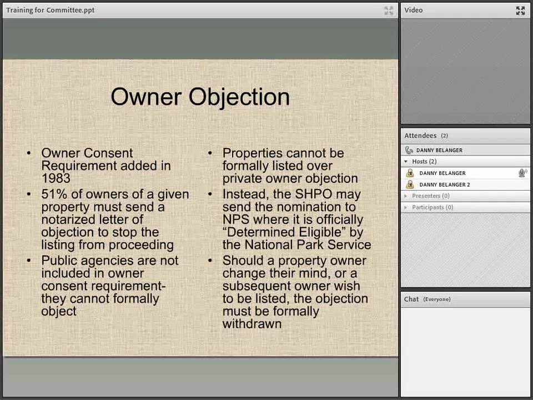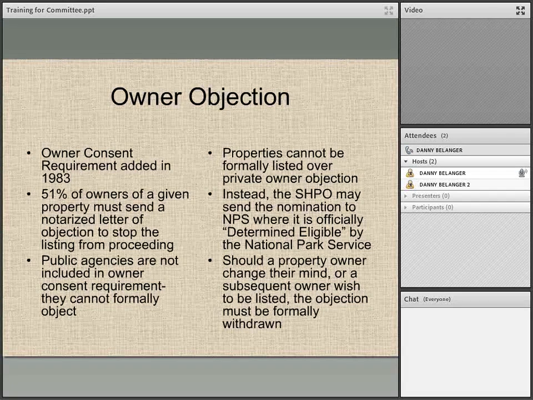And what happens in that case is we send the nomination on to the National Park Service, and instead of checking that it's a nomination, we check that it is determined eligible. And that way, should a future property owner change their mind, or any subsequent owners want to be listed, the objection can be withdrawn.